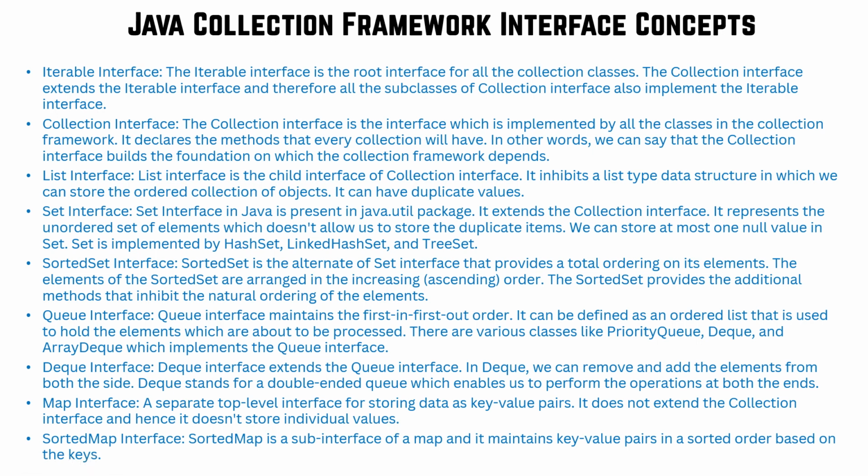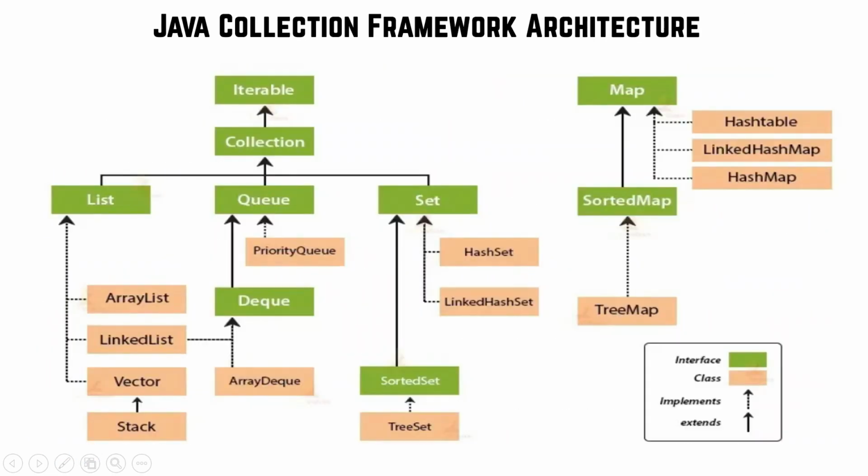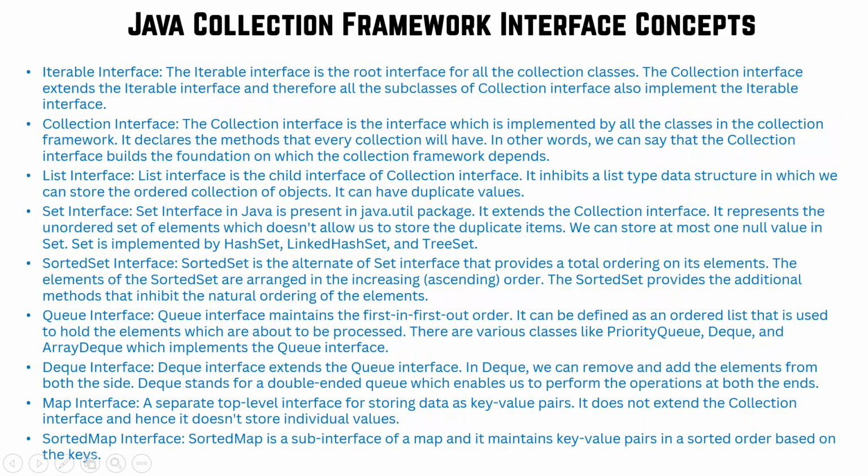It is both side open. DQ stands for double-ended queue, which enables us to perform the operation at both the ends. So this is all about the interfaces. Now we'll go to the other part, which is the map and sorted map interface.